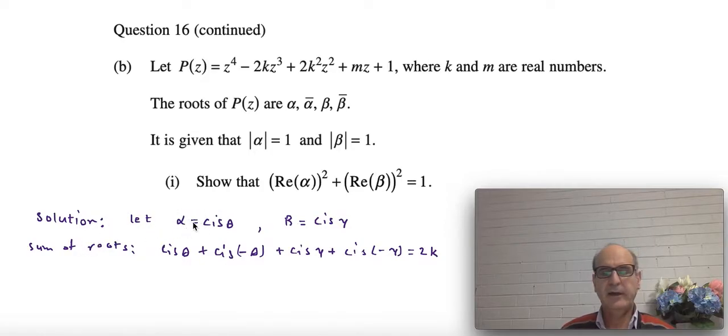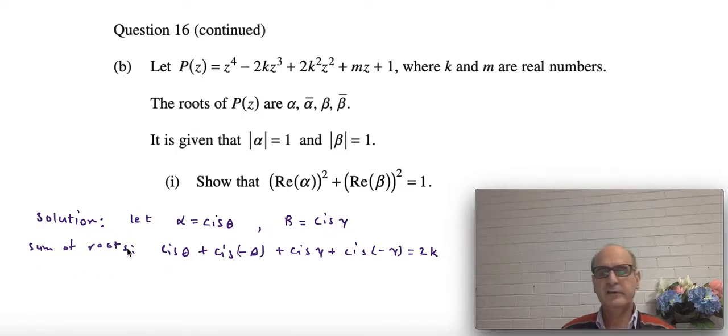Let alpha be cis theta. You know that each complex number can be written as modulus times cis of its argument. Here the modulus is 1, so we can just drop it. So alpha becomes cis theta, and similarly beta is cis gamma, where gamma is the argument of beta.